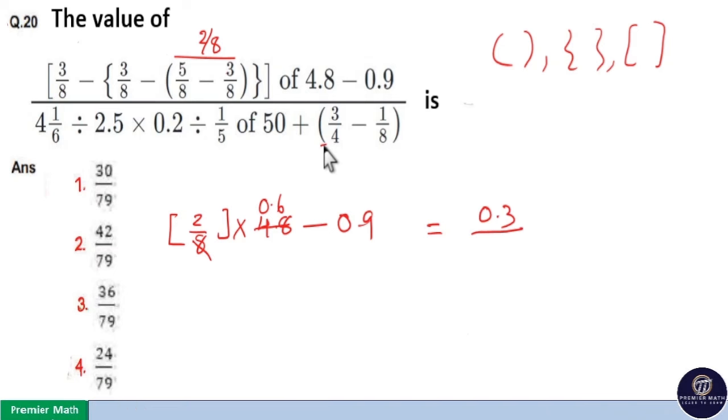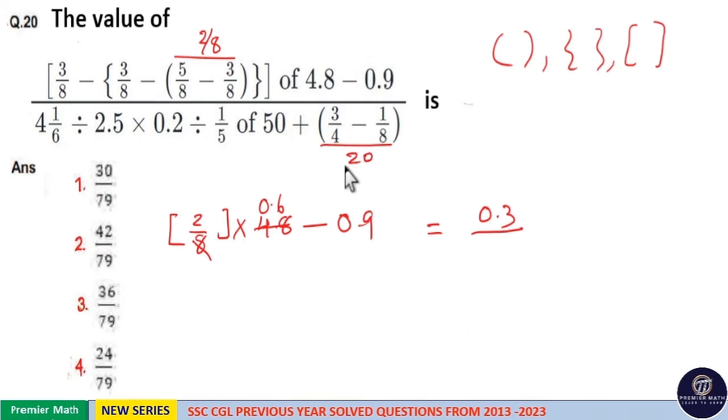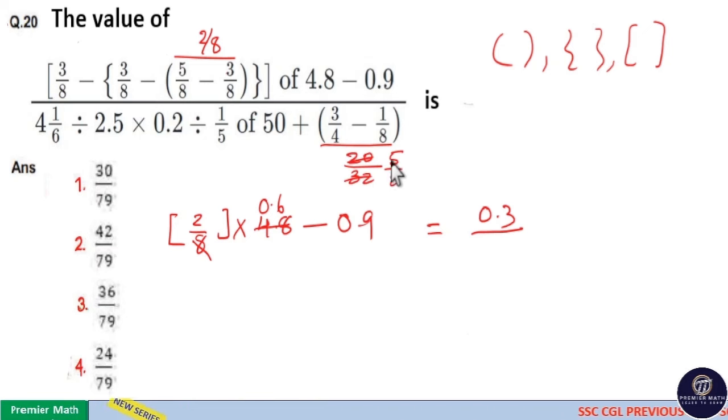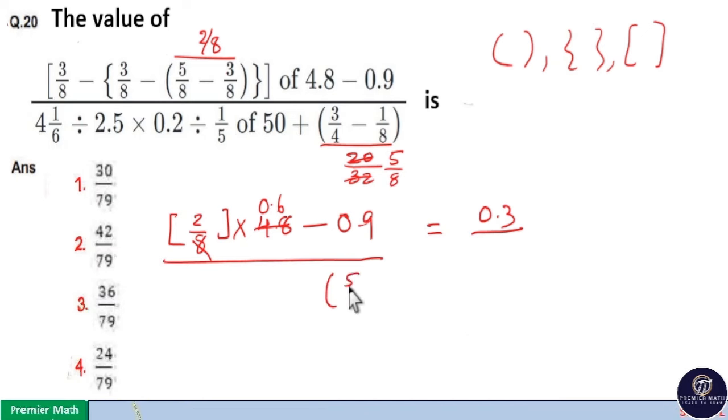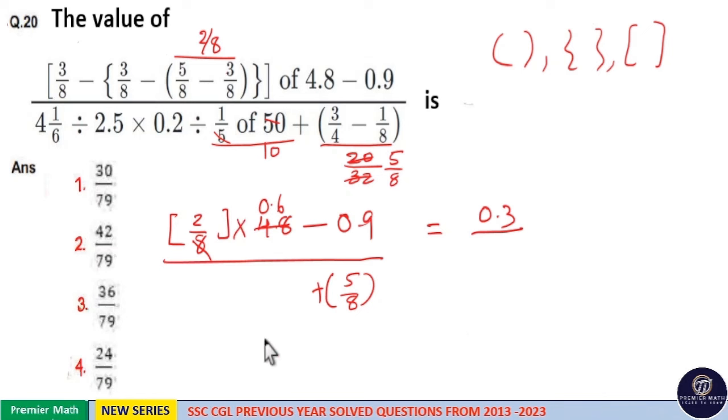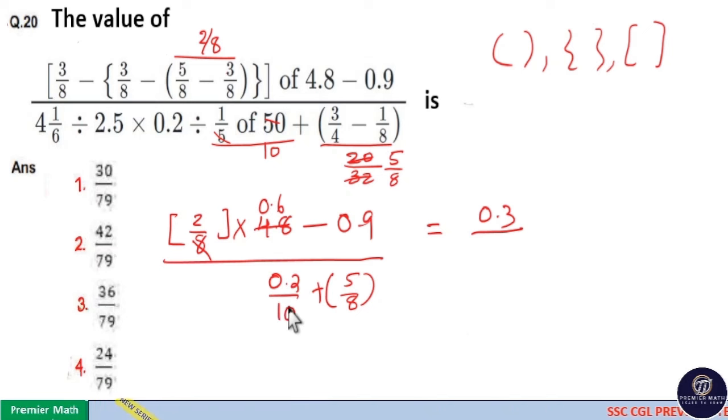Now in the denominator solve this. 3 into 8 is 24, minus 4 is 20, divided by 4 into 8, 32. 4 goes 5 times in 20, 4 goes 8 times in 32. So 5 by 8 is the bracket. Now remaining is 1 by 5 of 50, which means 5 goes 10 times in 50. So this is 10. But here 0.2 divided by 10. So this is 0.2 divided by 10.